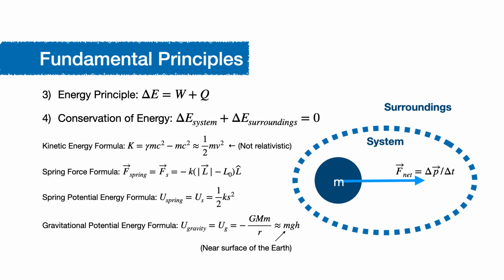The law of conservation of energy tells us that energy is neither created nor destroyed. Therefore, the change in energy of the system plus the change in energy of its surroundings should be equal to zero. Of note, the relevant energies and forces formulas used in this lab are shown, specifically kinetic energy, spring force, spring potential energy, and gravitational potential energy.